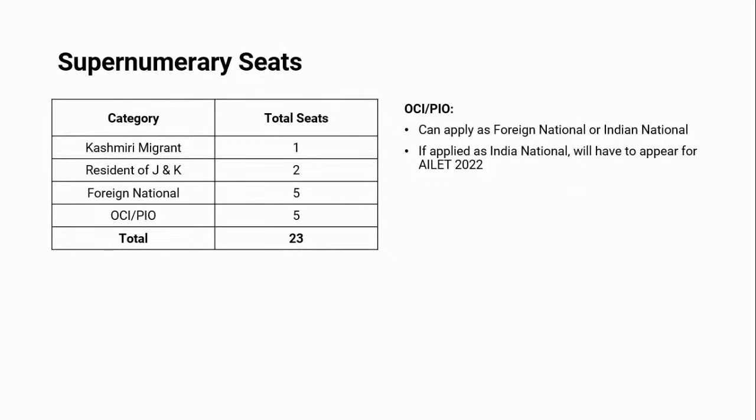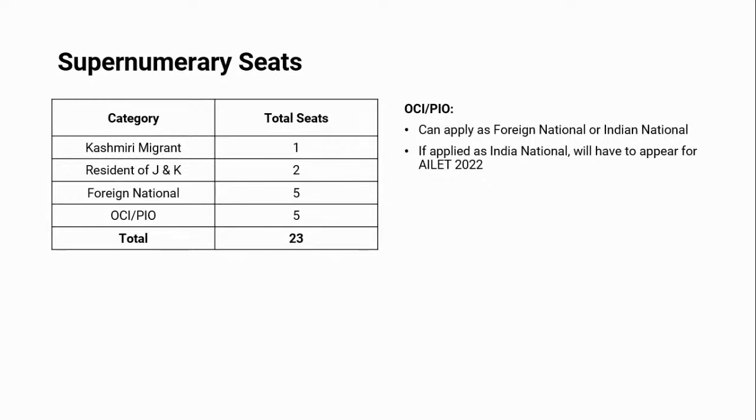If you look at the supernumerary seats, there are 10 seats for foreign nationals and OCI or PIO, and there are 3 seats reserved for students from the Kashmir background. For Kashmiri migrants, there is 1 seat. And if somebody is a resident of Jammu and Kashmir, somebody who is staying in Jammu and Kashmir, 2 seats are reserved for them.